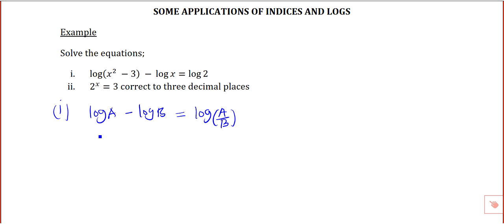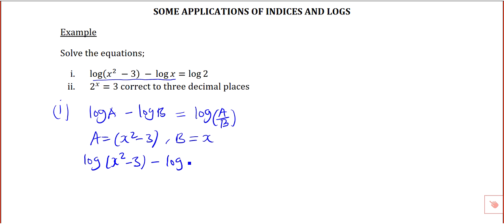rule here to solve question 1, whereby our a shall be x squared minus 3, and our b will be equal to x. So rearranging from that equation, we have log. Remember, we are solving the right hand side of the equal first. I'm going to tackle this part here first. So this is the same as log of x squared minus 3 minus log x. So I've said a is this x squared minus 3 and b is x.